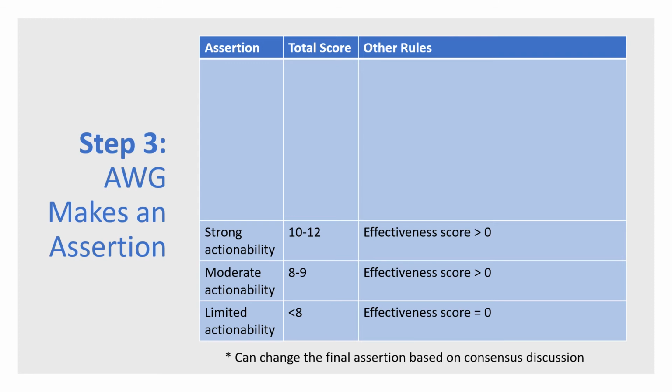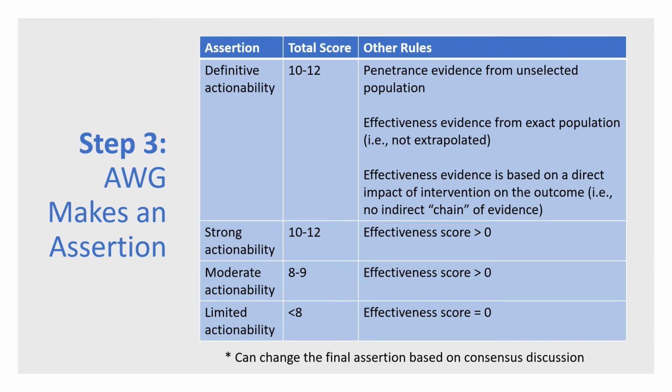However, for strong actionability and moderate actionability, it's assumed that the intervention has at least some effectiveness. So if the effectiveness score of the intervention is a 0, all of these conditions are given a preliminary assertion of limited actionability.